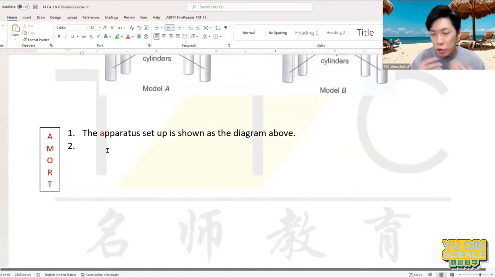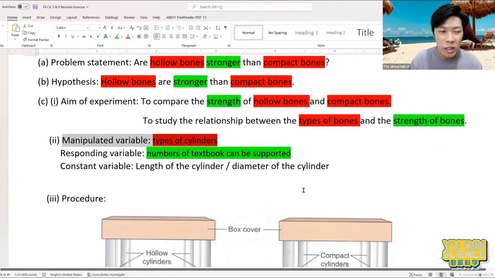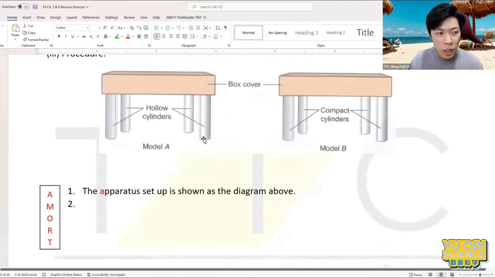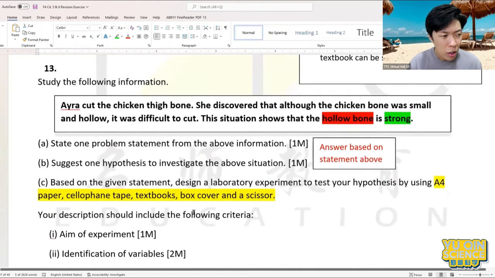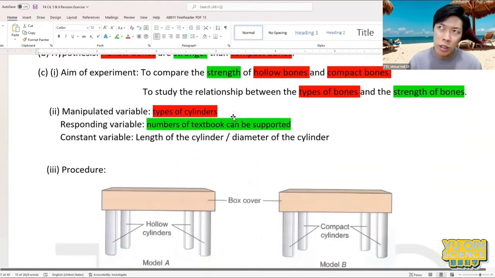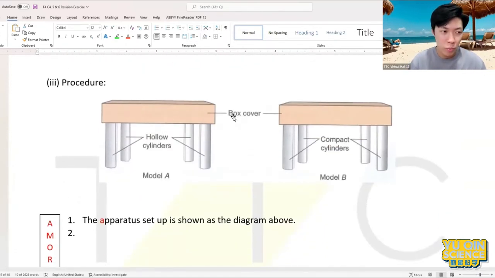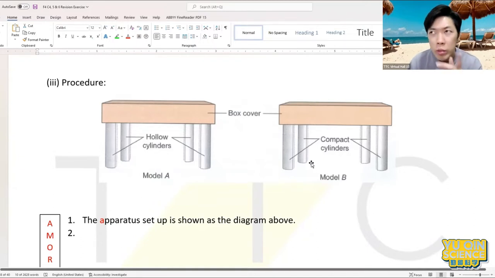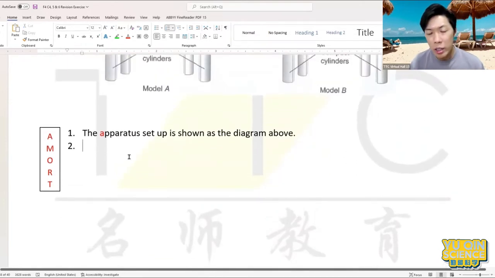Now, you want to try your best to mention the manipulated variable. Your manipulated is what? Refer here, the type of cylinder. You want to try your best to say, I roll the A4 paper into a hollow cylinder and then put it under a box cover, something like that. Then if the teacher sees that you mentioned your manipulated variable, I'll give you marks. It doesn't have to be too fancy, just try your best to illustrate and explain what is happening.